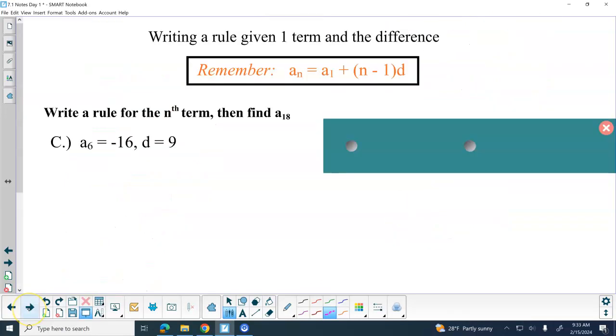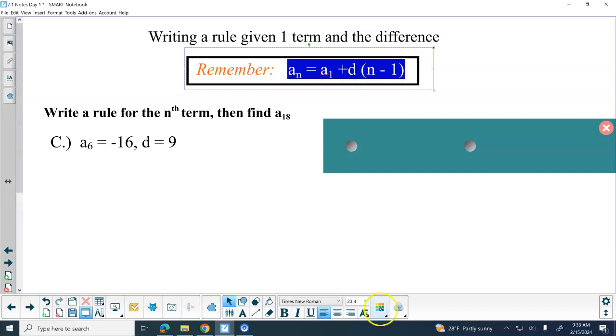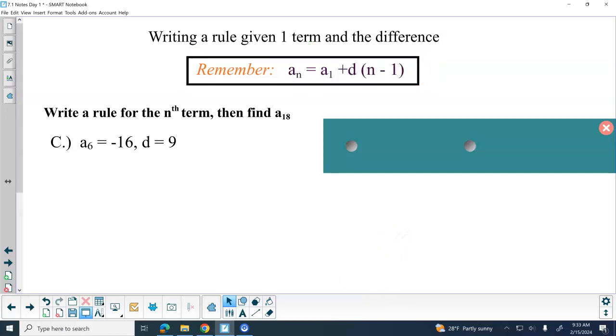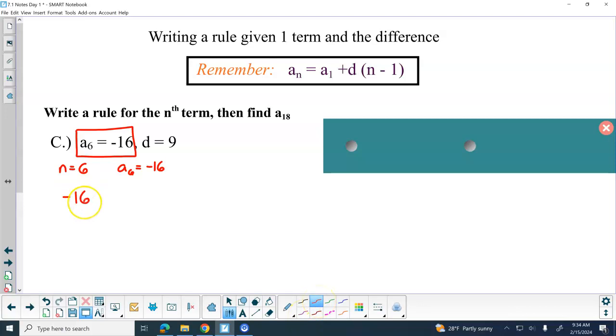Okay. Another style of problem that we could have here is we could give you a specific term. And if I gave you a specific term and the common difference, you could find the rule going forward. So if I know the fact that my sixth term in this sequence is -16, that means that when I go in to use my rule, n would be equal to 6, and a sub 6 would be -16.